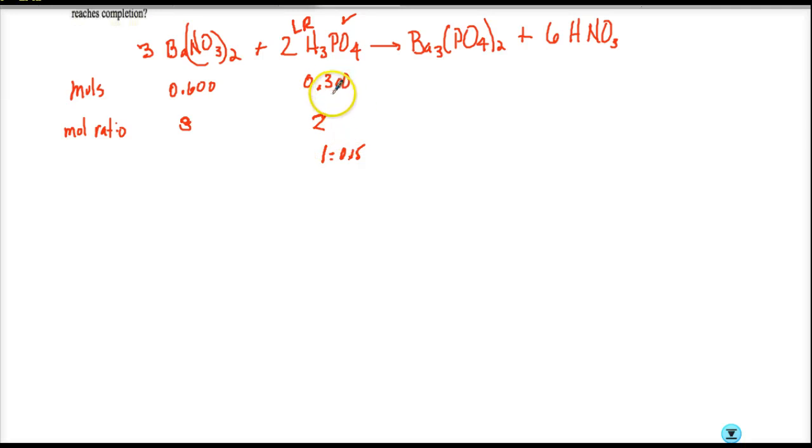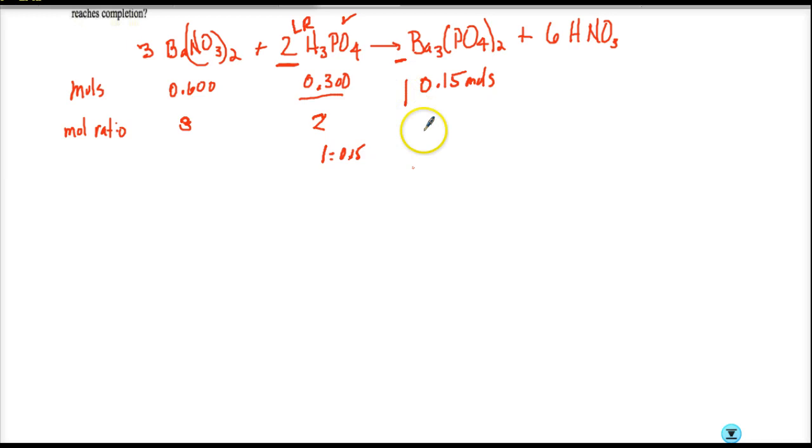So if this is 2, then let's play across this way. So this is 1. This is 2 moles of phosphoric acid for 1 mole of this barium phosphate. 2 to 1. If I have 3 of these, and for every 2 of them I get 1, or half of it, so I'm going to get 0.15 moles of this made. Because I'm going to use all this up. It's my limiting reactant.